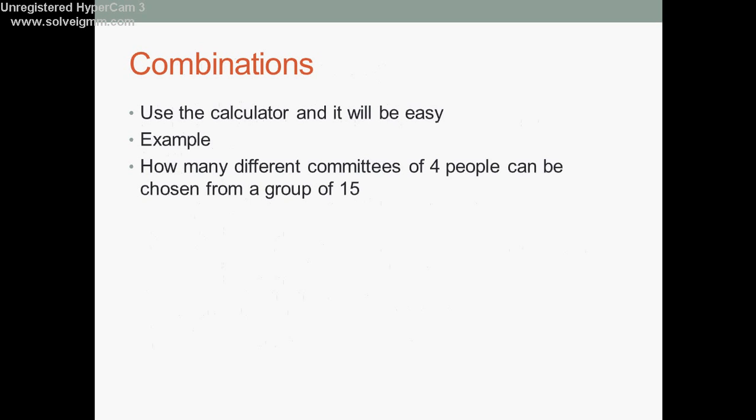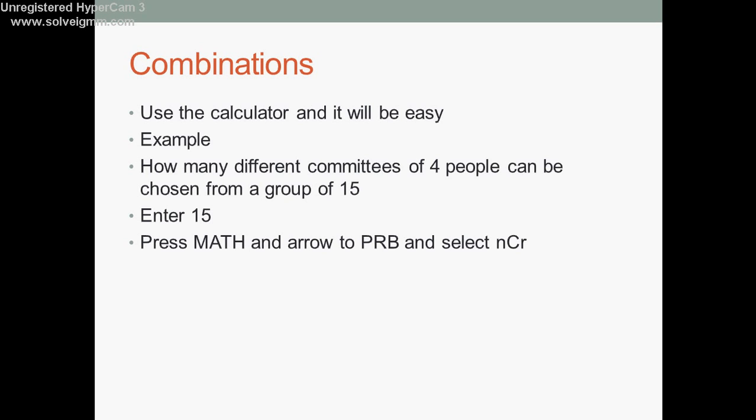Combinations use buttons similar to what we were using on the TI-84 in the last example. Here's the example. How many different committees of 4 people can be chosen from a group of 15? The first thing you need to do is enter 15. Then press Math and arrow to PRB and select NCR. Enter 4. Press Enter, and the answer is 1,365.